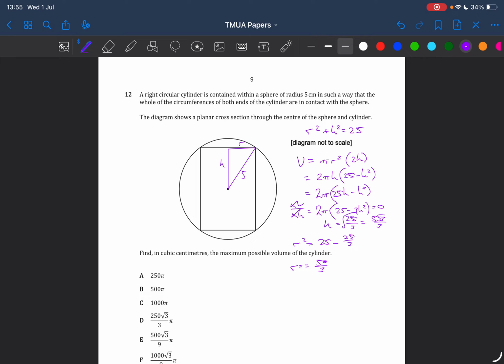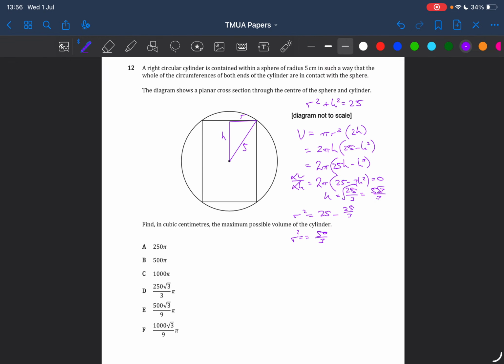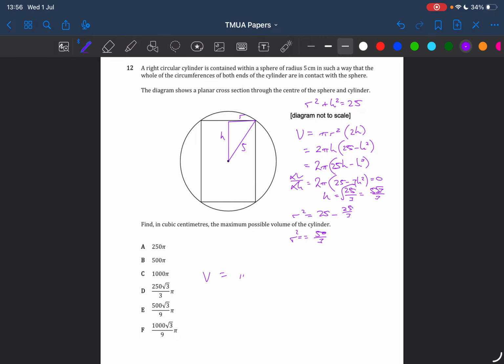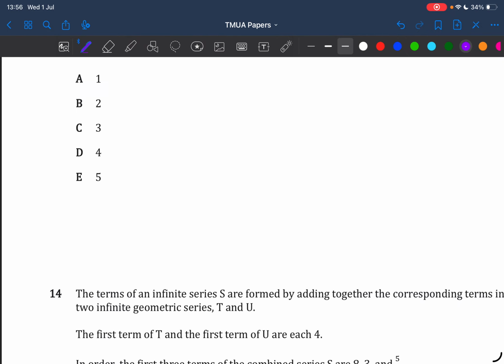That looks good. We want to find the maximum possible value of this. So can we just plug everything back in there? That's r squared, sorry, still, wasn't it? Don't see why not. So V should be pi times r squared of 50 on 3 times 2h. So times by 10 root 3 on 3. So that looks like it's going to be 500 root 3 pi on 9. E, 12? E's 12. Lovely. Looks good. Let's keep going.